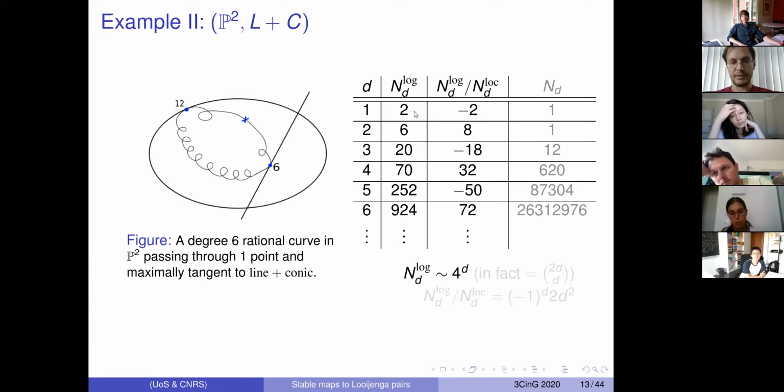And two things spring to attention immediately when comparing with the usual count of rational curves in P2: these numbers grow a lot more slowly. So the growth is only exponential, 4 to the D. As a matter of fact, unlike the case of P2, where it was near impossible to find a closed form for this sequence, these are essentially Catalan numbers, the binomial 2D choose D. And I will prove this later in the talk.